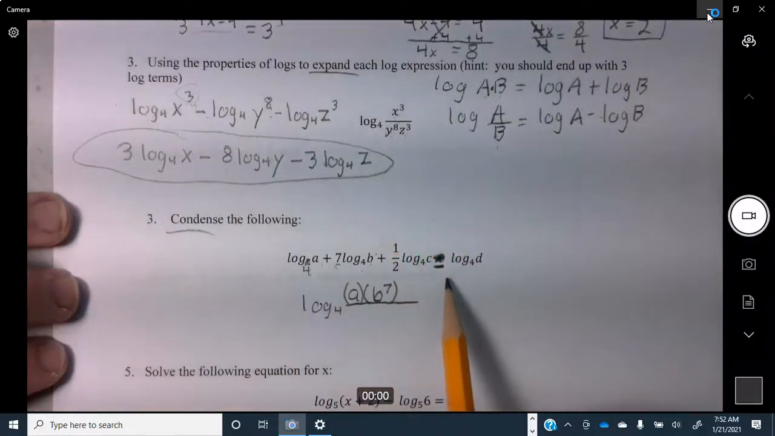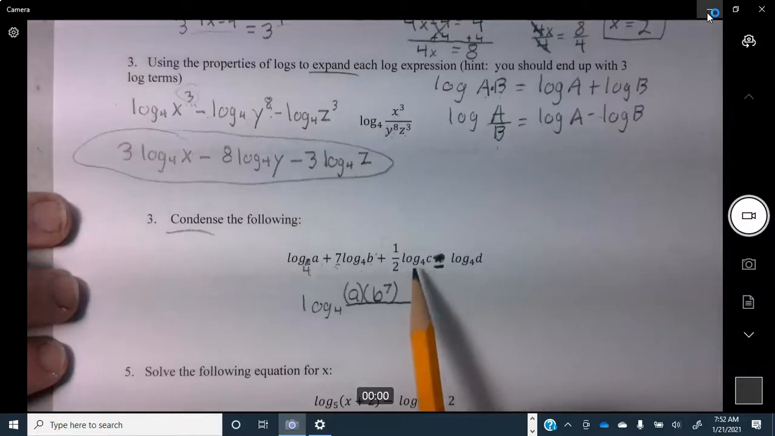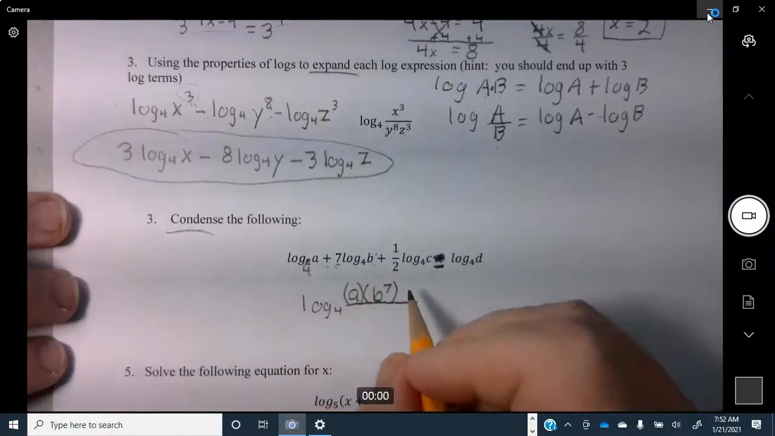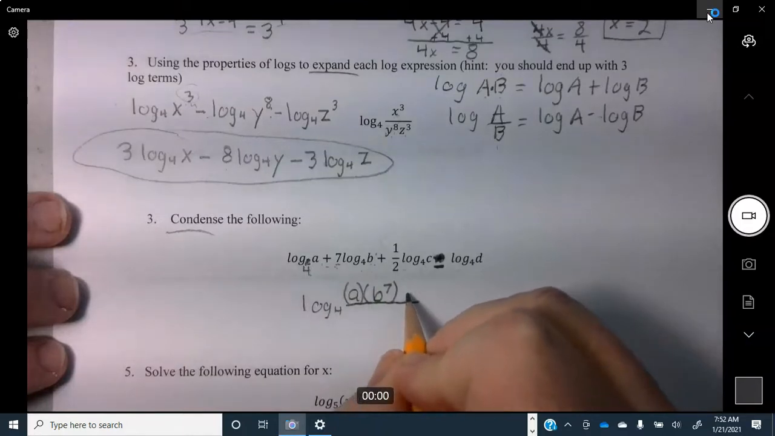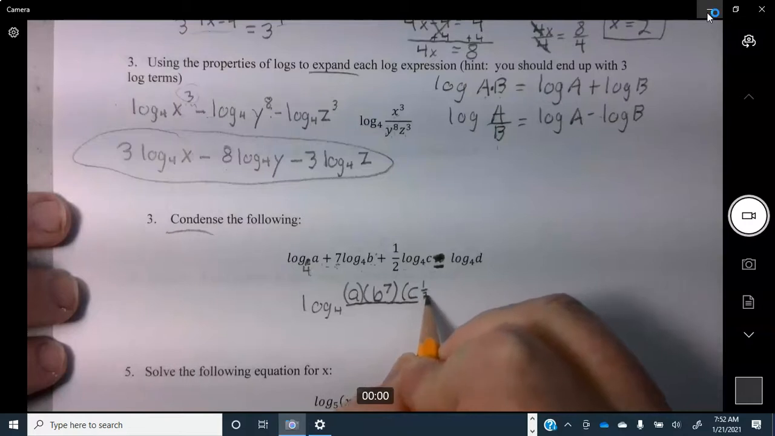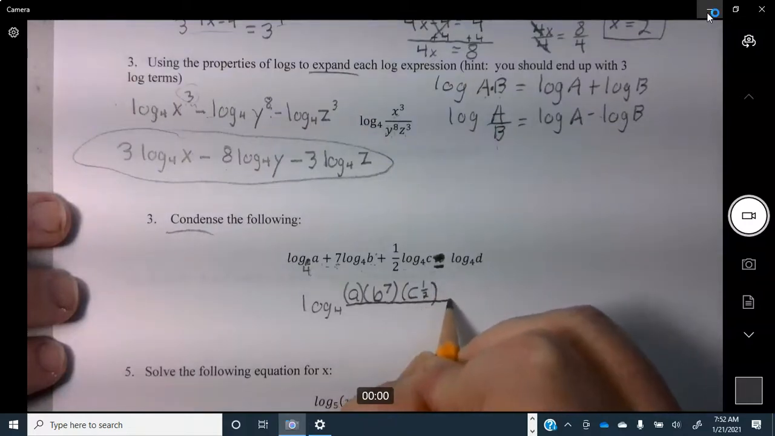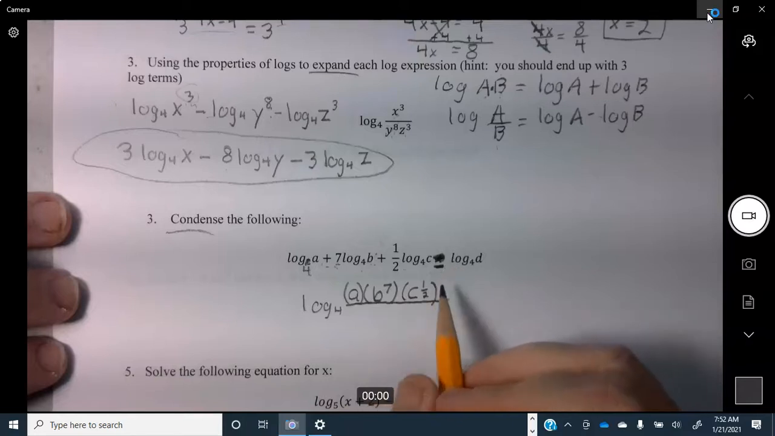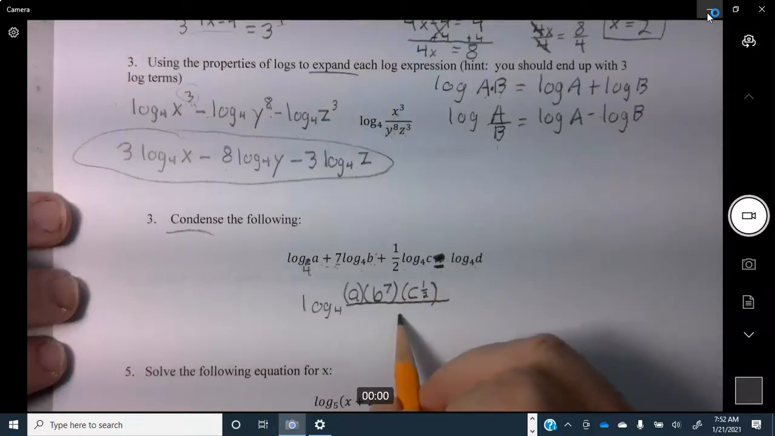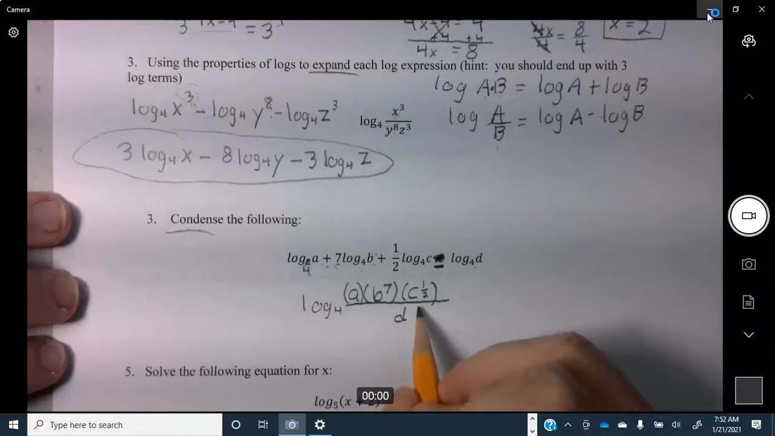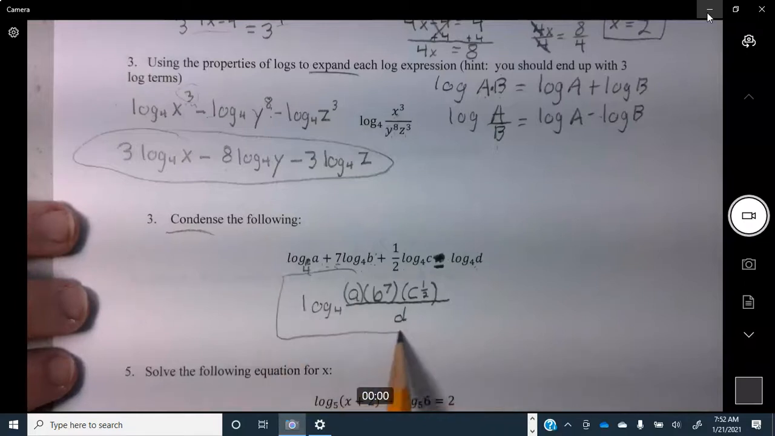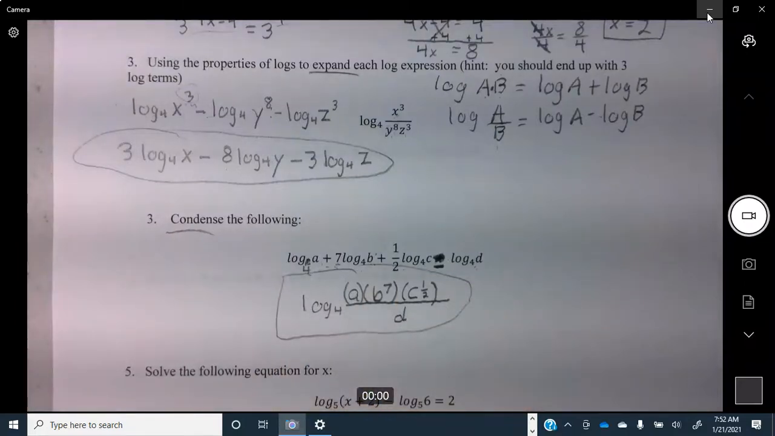And finally, you have 1/2 C. Okay, and these are all plus signs, so these are all going to go up on the top. So that's going to be C to the 1/2 power. And then minus D, there's no coefficient there. So the D is going to go on the bottom because it's a minus sign. And no exponent because there's no coefficient there. All right, and that's the final answer for that. Okay, that's all there is to that.